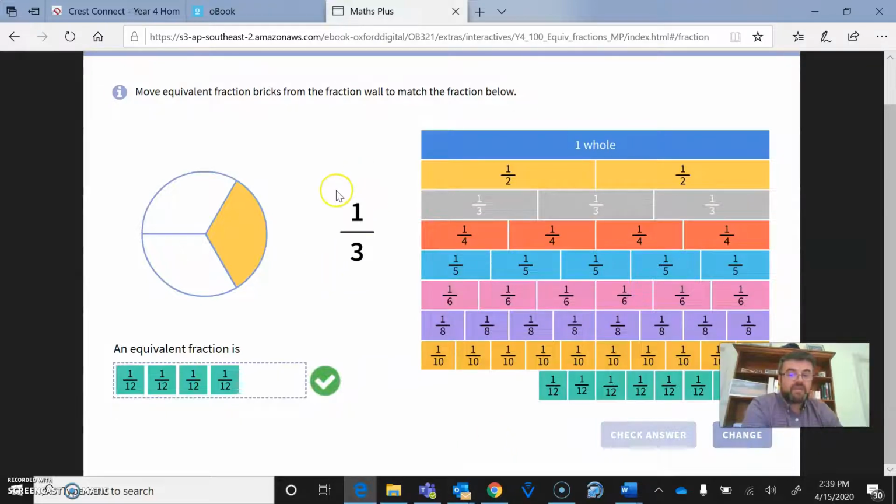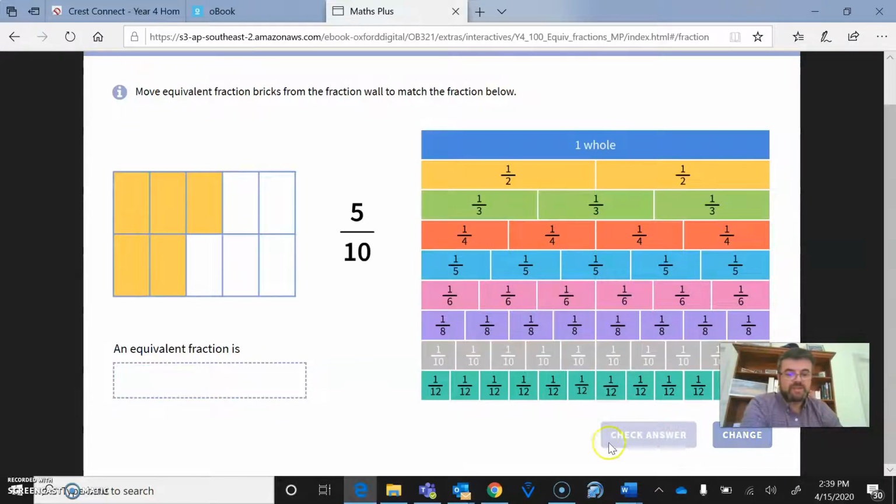So 1/3 is equivalent to 2/6, and also it's equivalent to 4/12. Let's move to another example of equivalent fractions. I have 5/10 here, and this is how it is represented. I have 5/10, and I'm required to figure out equivalent fractions. So these are my tenths here, okay?